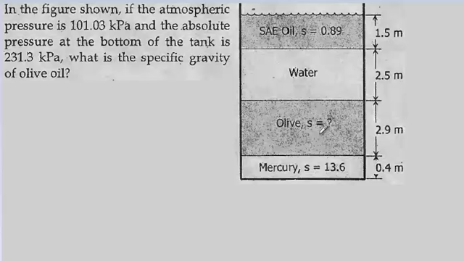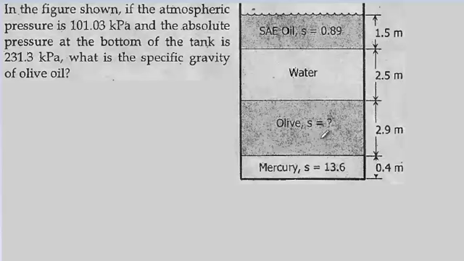This is the olive oil. We're looking for its specific gravity. Here we have mercury, then olive oil, then water, then SAE oil. It's an oil with, of course, a specific gravity of 0.89. As you can see, the olive oil is in the middle.